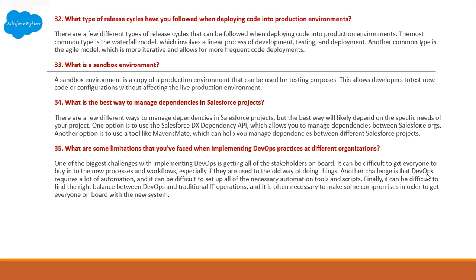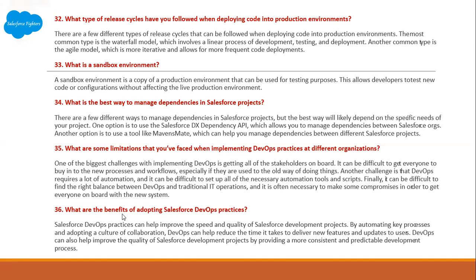Another challenge is that DevOps requires a lot of automation, and it can be difficult to set up all of the necessary automation tools and scripts. Finally, it can be difficult to find the right balance between DevOps and traditional IT operations, and it is often necessary to make some compromises in order to get everyone on board with the new systems.